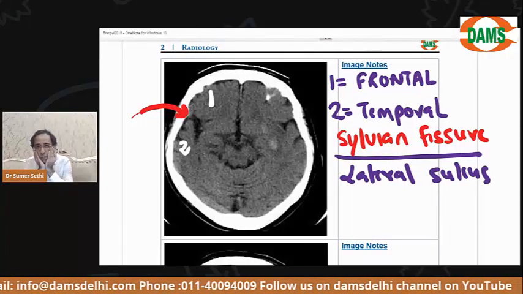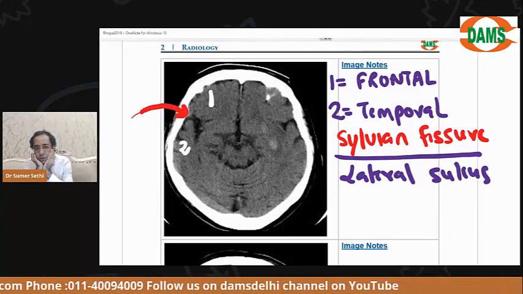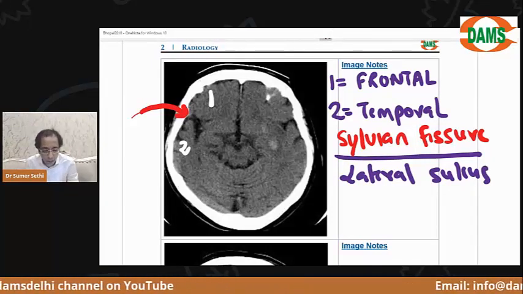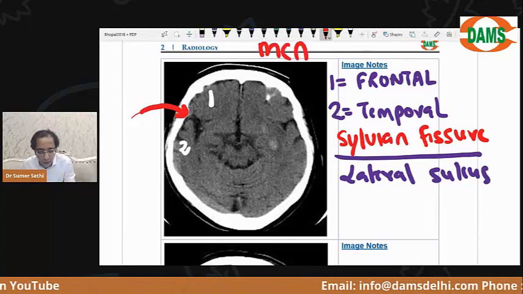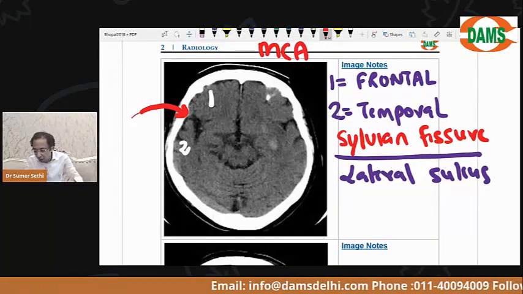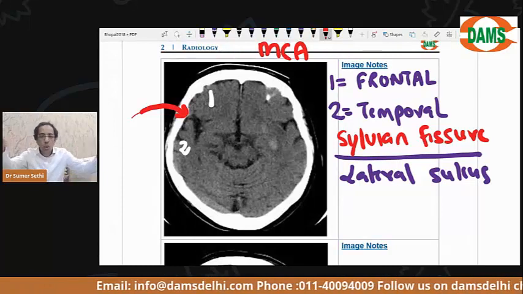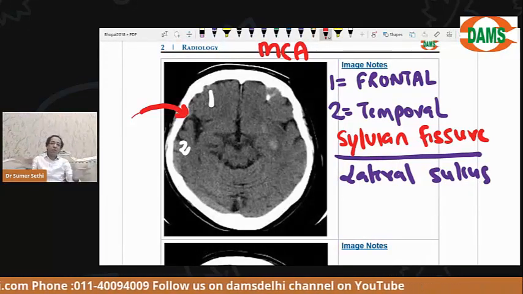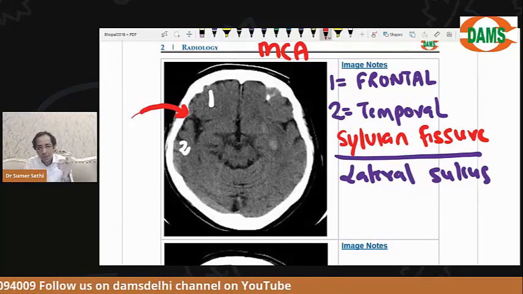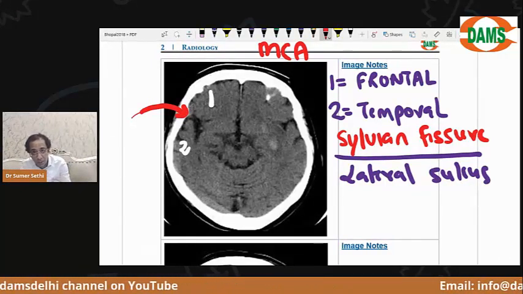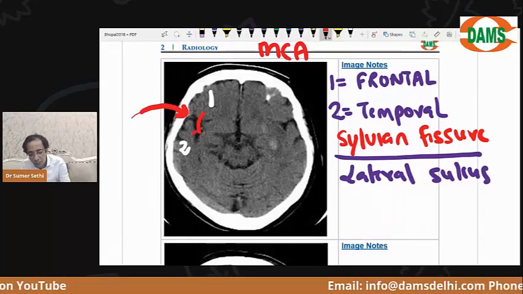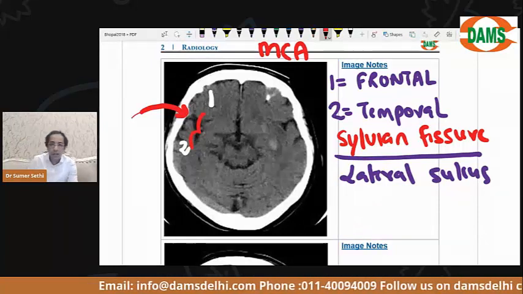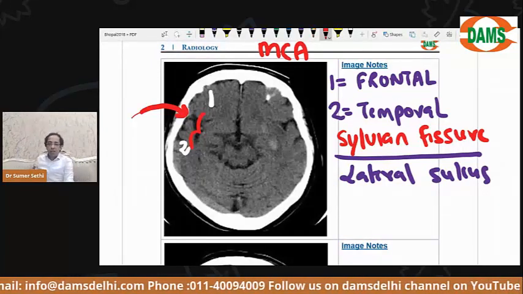Now, can you recall? Any one of you? Do you remember this or not? We told you about the middle cerebral artery. The middle cerebral artery from the internal carotid artery goes towards the Sylvian fissure. When it reaches there, it gives a superior branch and an inferior branch.